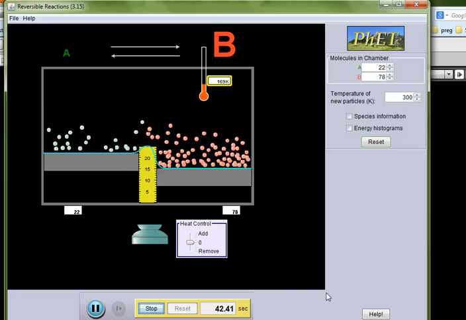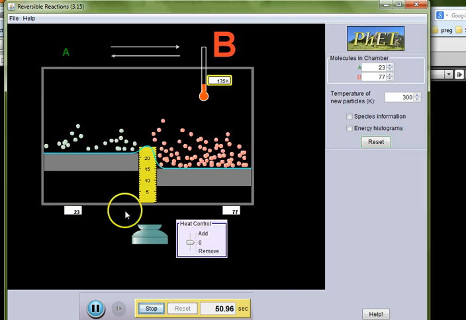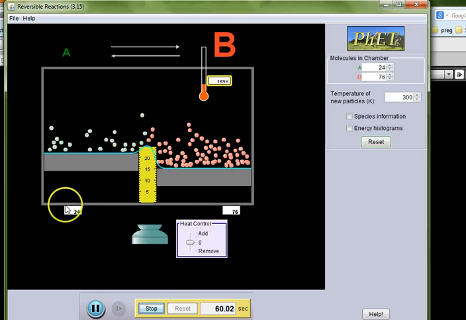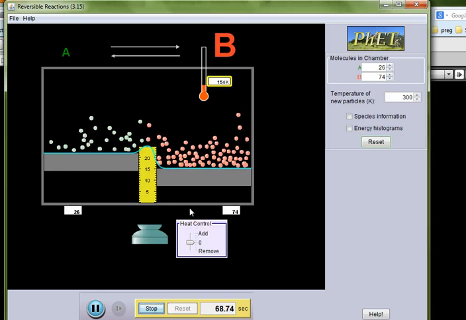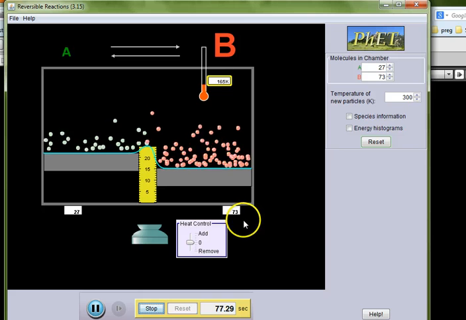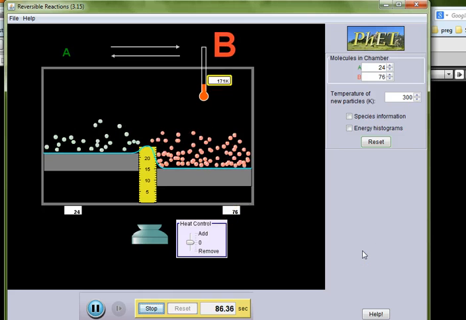Yeah, see, the numbers will fluctuate a little bit, but we just take roundabout numbers, average numbers, and so on and so forth.